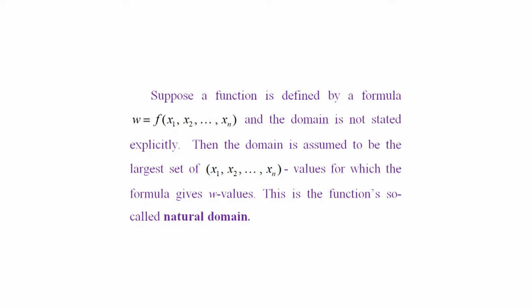Now, we use this idea in the case of a function of n variables. Suppose a function is defined by a formula w = f(x1, x2, etc., xn) and the domain is not stated explicitly. Then the domain is assumed to be the largest set of n-tuples (x1, x2, etc., xn) for which the formula gives w values. This is the function's so called natural domain. Hence, if the domain of a function is not defined explicitly, then its domain is obtained by excluding inputs that lead to complex numbers or division by 0. This is illustrated in the following examples.